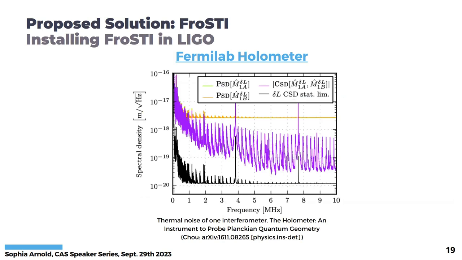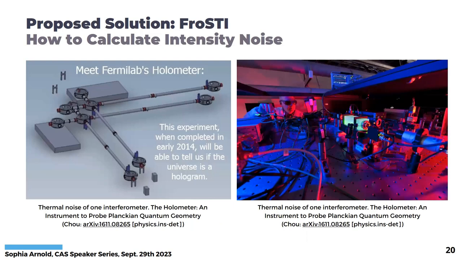Well, I'll tell you, the Fermilab holometer, in this paper, they proposed a system in which you effectively take a time average of the power spectral density and the cross spectral density of laser light, and that gives you a noise intensity relationship that goes to the limits that we want it to. But let's take a moment to actually talk about what the holometer did and is, because it's pretty fun. As you can see in the left picture, this experiment will be able to tell us if the universe is a hologram. Now let that sink in for a second. What does that even mean?